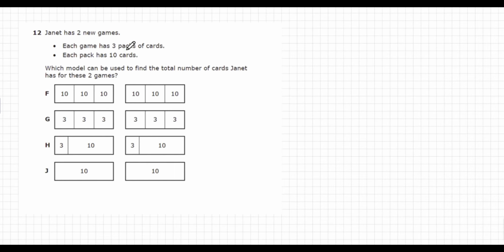Question 12. Janet has 2 new games. Each game has 3 packs of cards. Each pack has 10 cards. Which model can be used to find the total number of cards Janet has for these 2 games? Each pack has 10 cards. Each game has 3 packs of cards. Therefore, F is the correct answer.